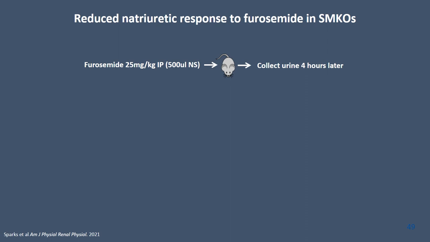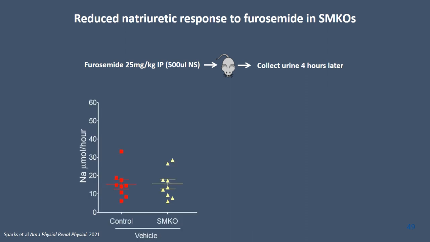So is this really a functional issue, or is this just a biochemical assay? Is there any difference in the action of NKCC2? To address this, we gave furosemide to our mice, 25 milligrams per kilogram intraperitoneal, and then 4 hours later collected the urine. We first just gave them a vehicle and really saw no difference in sodium excretion. And remember, these mice are at homeostasis, very similar to our sodium balance study before we gave the medication.